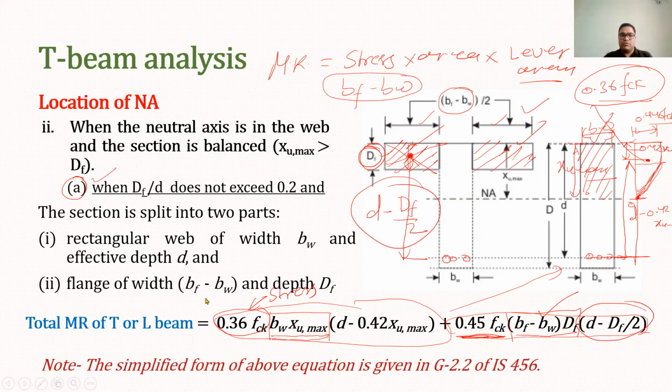Now, the simplified form of this formula is given in the IS code also. If you go to clause G 2.2 of IS 456, we can refer to the same formula there also. I will be showing you that formula once we complete all the cases, because the formula is very similar for all the cases. We just need to understand the basic details, how we can use this formula for different cases. Now, this is case 2A.